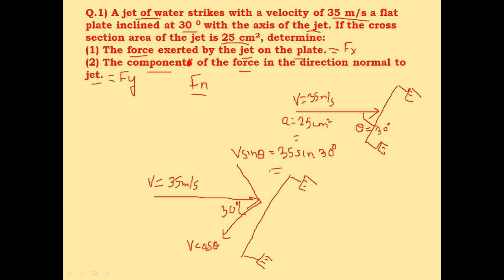Into sin 30, 17.5. Yes, 17.5 meter per second. Okay, now here we have nothing to do with v cos theta.